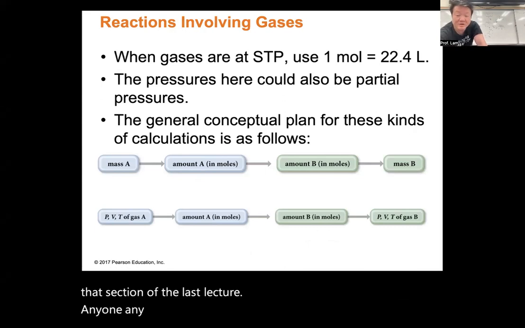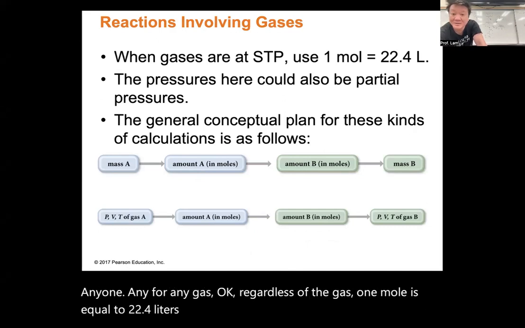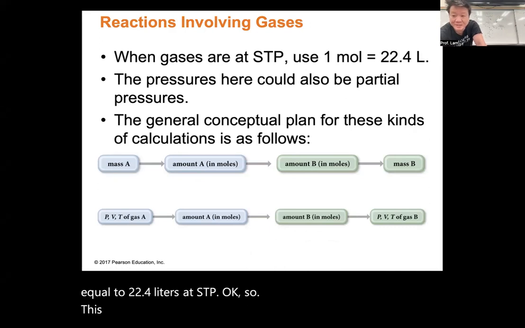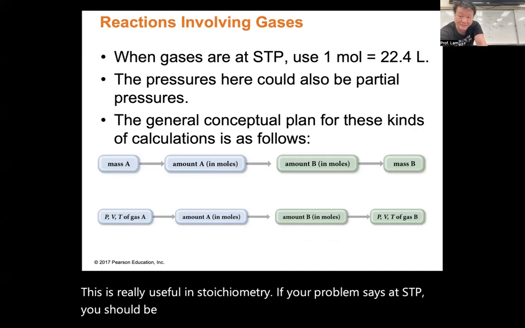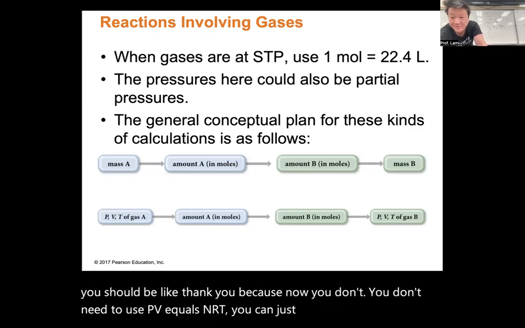For any gas, regardless of the gas, 1 mole is equal to 22.4 liters at STP. So this is really useful in stoichiometry. If your problem says at STP, you should be like, thank you, because now you don't need to use PV equals nRT. You can just go straight from volume to mole.